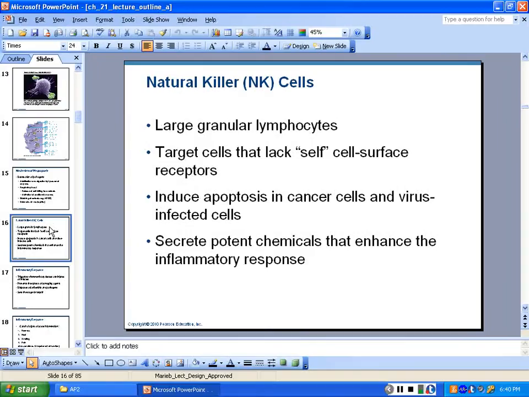So we can say that it targets cells that do not have markers of self on them. Okay, what do we mean by that? So let's set it up a little bit. What is a cancer cell?